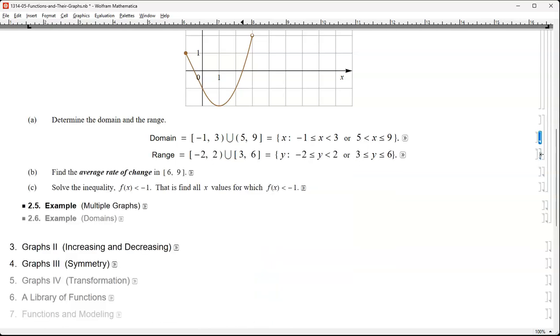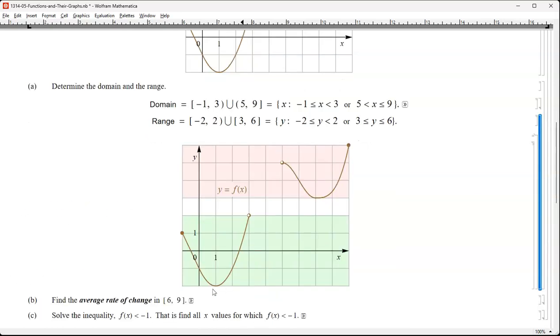Next, how about the range? Start from -2 to +2, but this is emptied out, so we have parentheses, and we have a gap. Restart at 3, and this is bracket because this is part of the graph, and just covers all the way up to 9, bracket again. This one here is going to be buried.